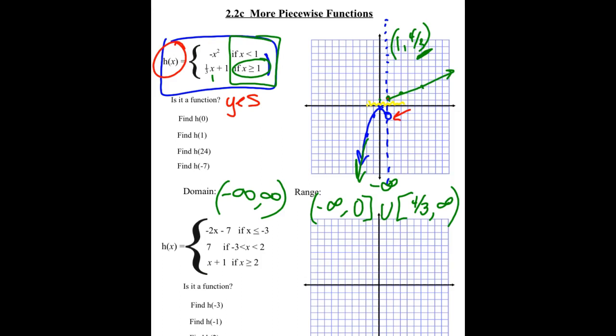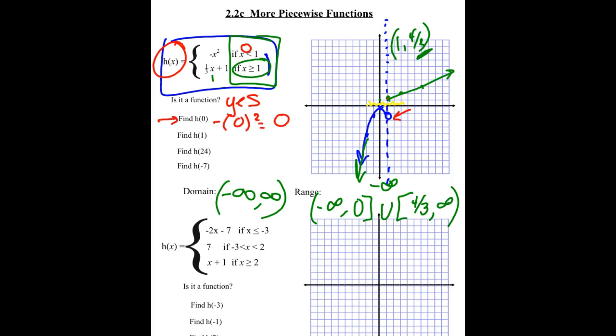Okay? We have 4 values to plug in. We have to make sure we plug them into the correct part of that piecewise function. So what are we going to use when we want to find h of 0? The top one, because 0 is less than 1. It fits that top domain. So we're going to use the top one. Negative 0 squared would be 0.